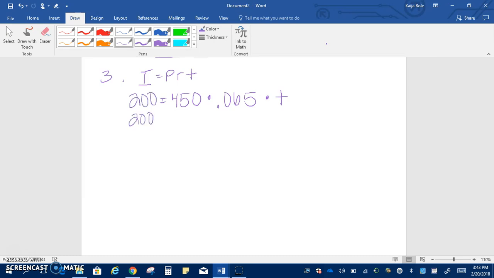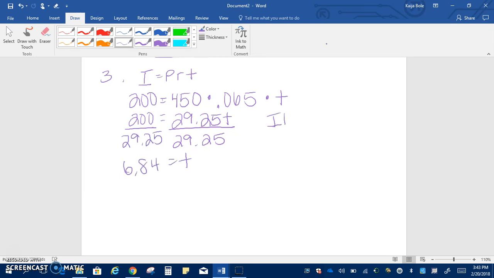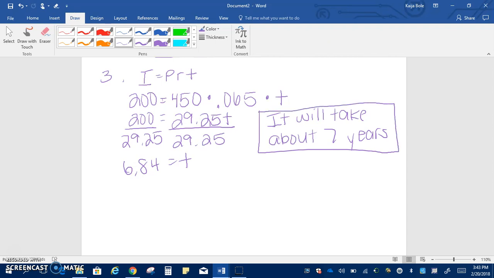So we have 200 equals, when you multiply, you get 29.25T divided by 29.25 on both sides. When you do that, you get 6.84 equals T. So to answer, we would say that it will take about 7 years. We would rather round up to make sure that we had that interest amount that we actually wanted and not less than that.